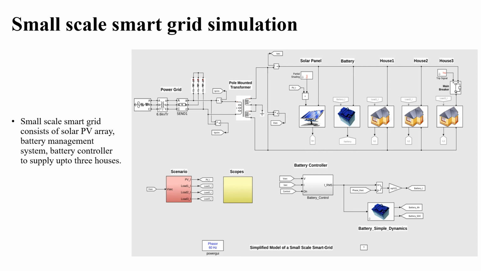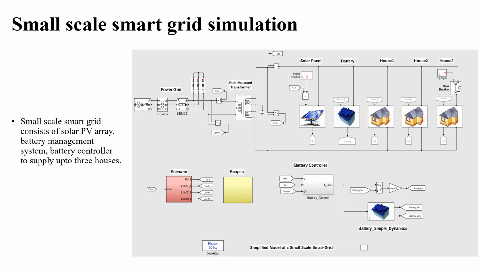Now, a small-scale smart grid simulation has been created so that we can implement it in the future to generate a smart grid simulation for a remote community. As you can see from this simulation, the small-scale smart grid consists of a power grid, pole-mounted transformer, solar panel PV array output that we have seen from the last simulation, a battery controller, and load of three houses.